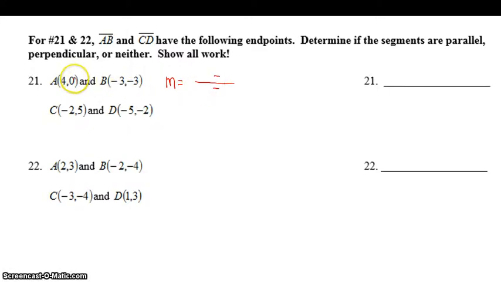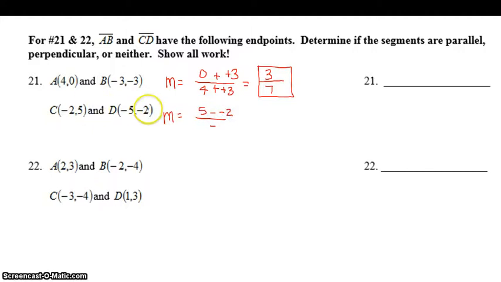So y is on top. I'll do 0 minus negative 3. And so then I have to do 4 minus negative 3, have to go in the same order. So that'll be 0 plus 3 is 3, 4 plus 3 is 7, so I've got 3/7 as my first slope. Find the slope of the second one, so 5 minus negative 2, the y's always go on top, negative 2 minus negative 5 on bottom, so 5 plus 2 is 7. Negative 2 plus 5 is 3, so that's 7/3.